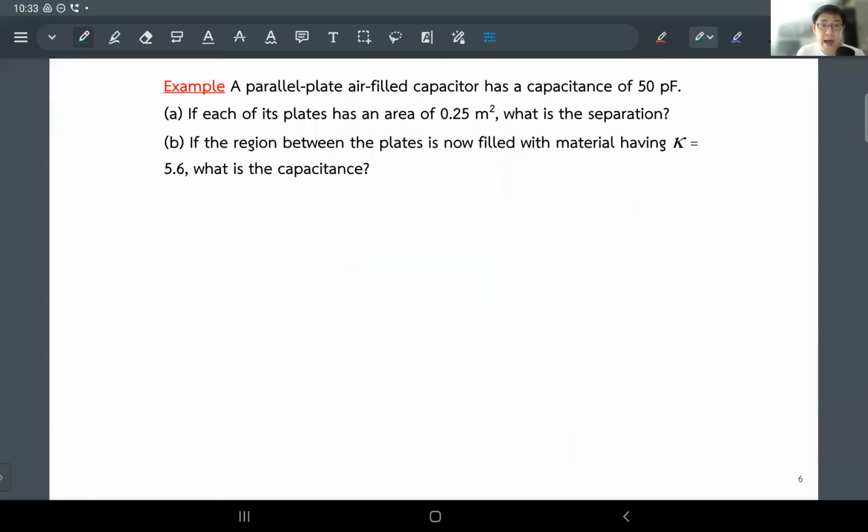Here. So you have a parallel plate air-filled capacitor that has a capacitance of 50 picofarad. Yeah, pico is 10 to the negative 12. All right. Now, if each of its plates has an area of 0.25 square meter, what is the separation? Okay, part A is a straightforward plug and play question. We already knew the capacitance of the parallel plate capacitor. Let me put a C over here. It's just epsilon naught A over D.